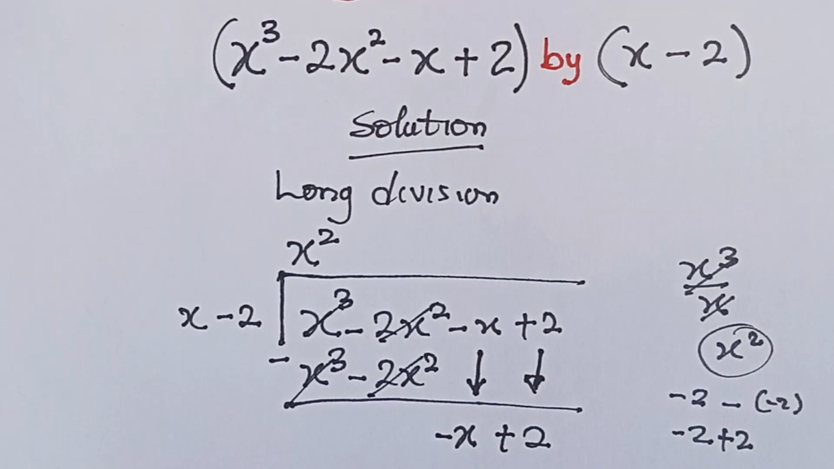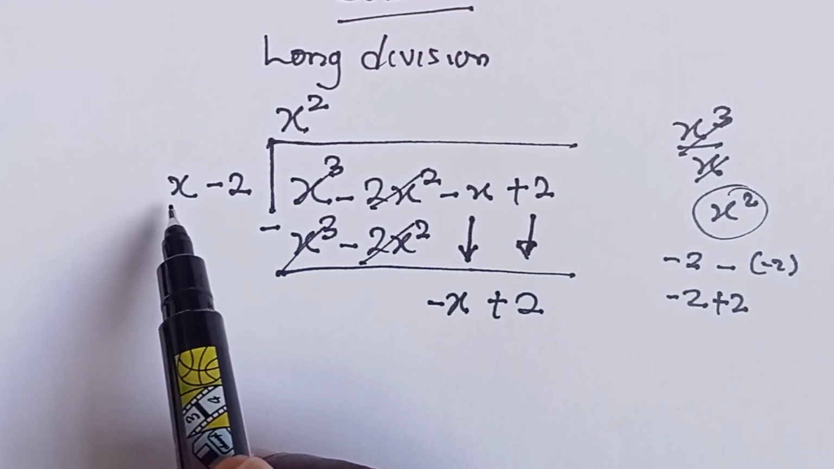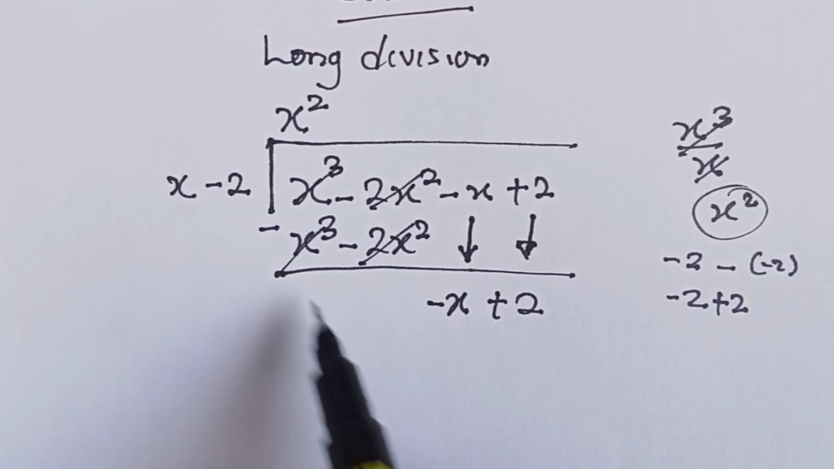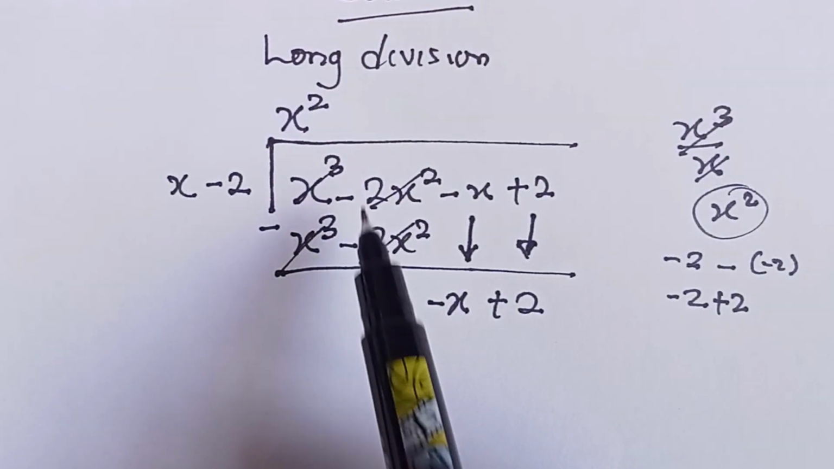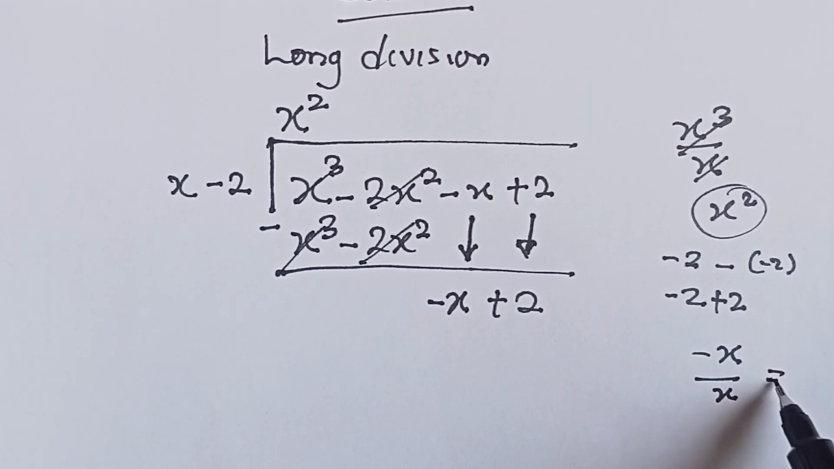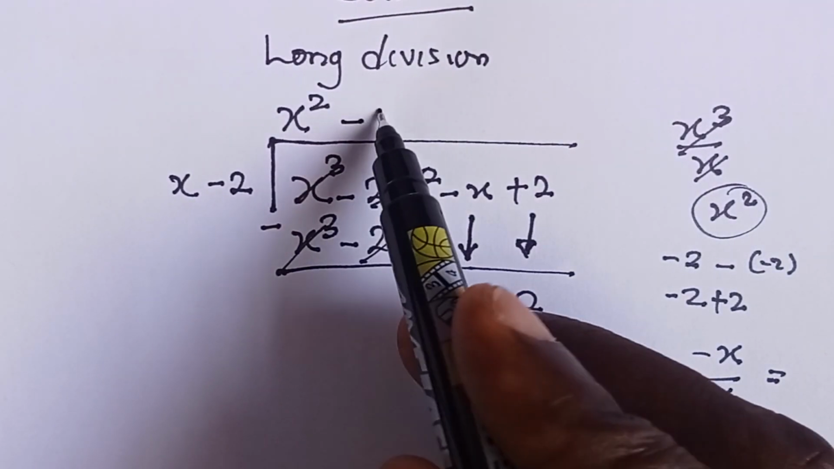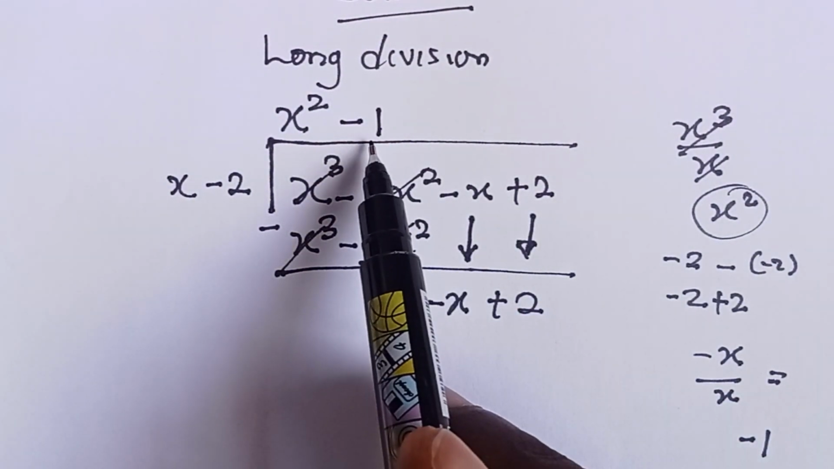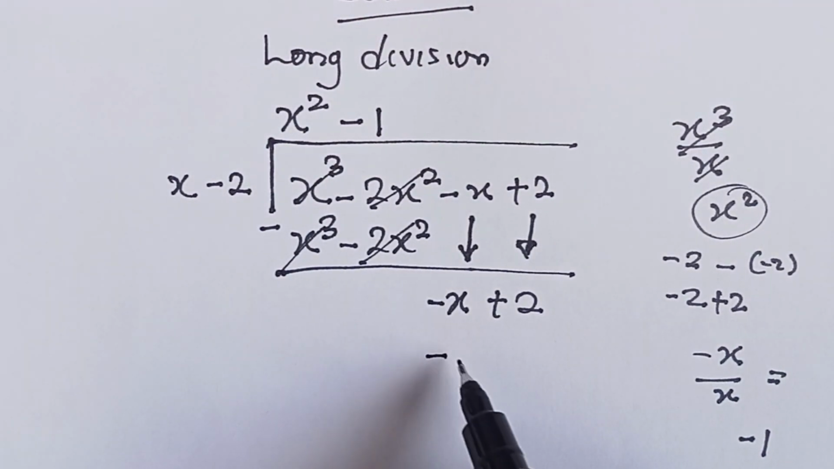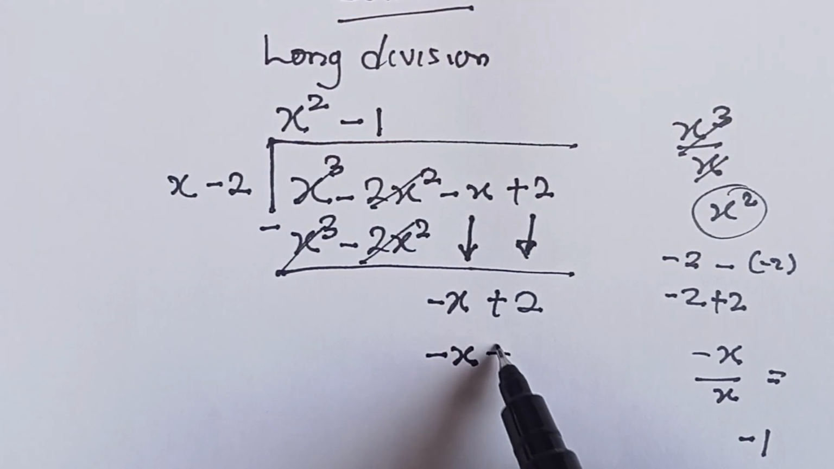So then we also divide -x by this x. The first process, we are going to do it again after we subtracted the result from our dividend. So we have -x divided by x. What does it give us? It gives -1. So we're going to write the -1 here. And then we multiply this -1 by x - 2. So -1 times x will give us -x, and then -1 times -2 will give us +2.